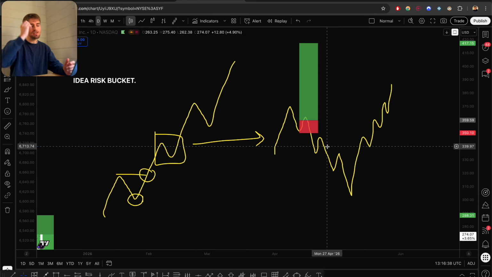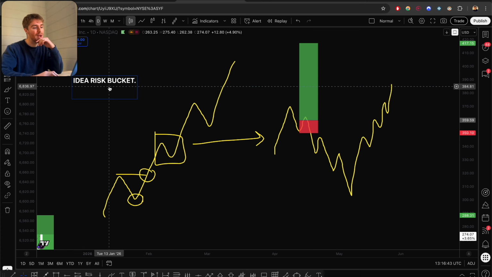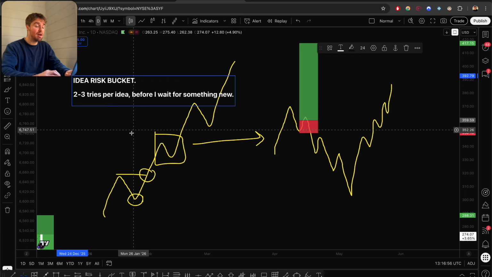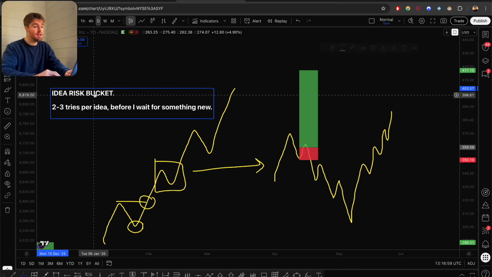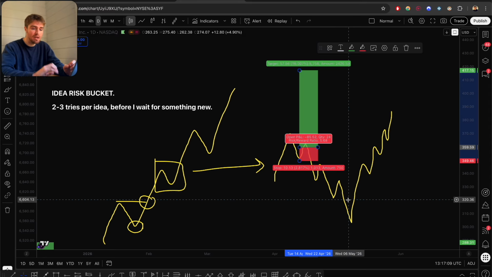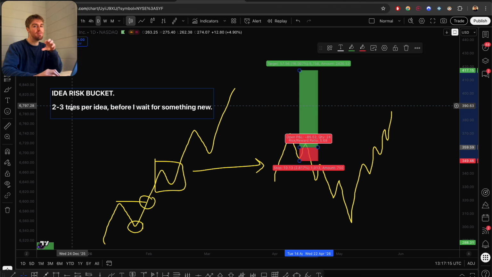So this is what I mean about needing to be a little bit more dynamic about how we do things. The way that I like to structure this is I like to say 2 to 3 tries per idea before I wait for something new. And in a lot of cases, I will just abandon it after 2 or 3. What that means is that I'm normally not hugging the low like this. I normally give it some breathing room. I'll also be a little bit more conservative. If I've already taken a loss, I'll normally wait a little bit more, because it forces me to think to myself, okay, I know that I've only got this amount that I will risk.